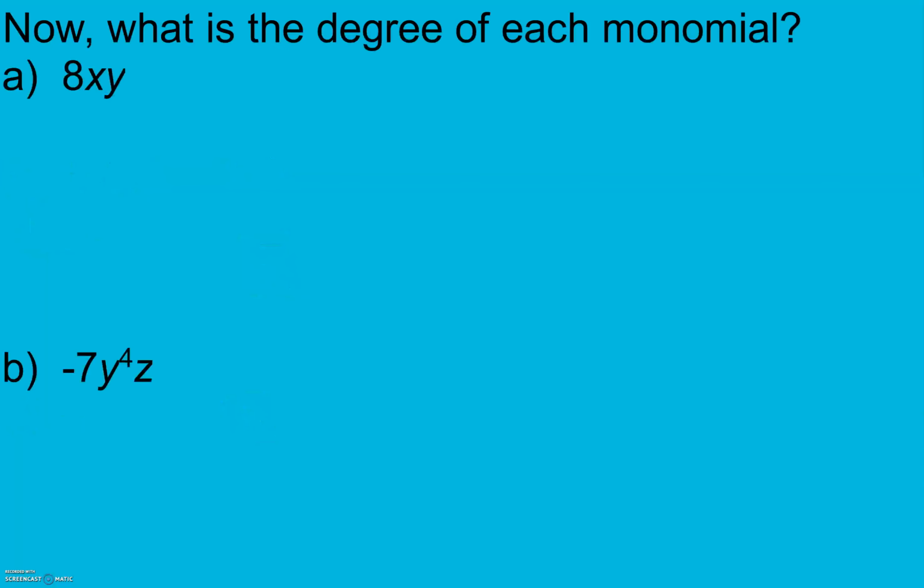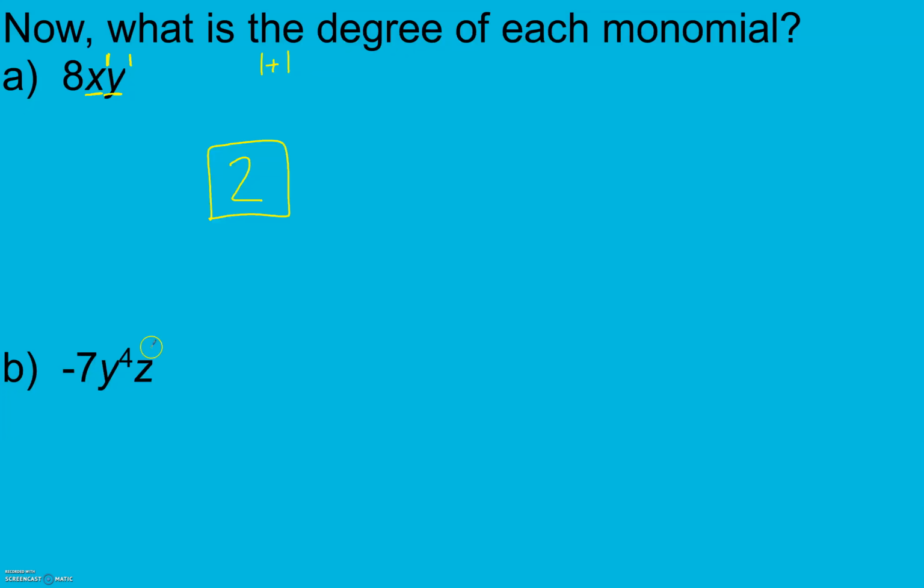Now, feel free to pause here and give this a try if you'd like. What is the degree of each monomial? Well, if we look here, our exponent on our x is a 1, and our exponent on our y is a 1. So if we add those up, we get 2. Here I have degree 2. I have 1x and 1y, 2 variable factors.